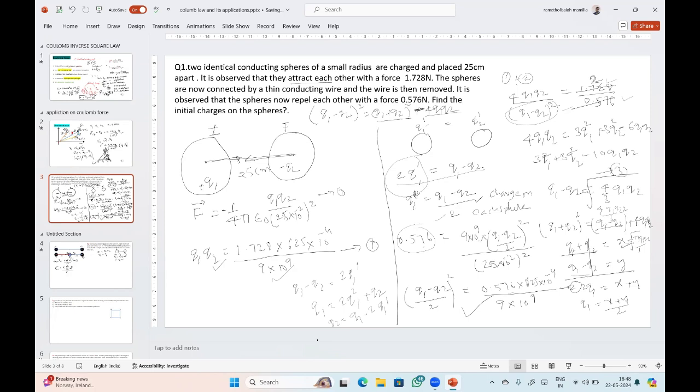And Q1 minus Q2 is equal to some y value. Therefore, adding, 2 Q1 is equal to x plus y, and Q2 is equal to x minus y. Finally, you have to get Q1 and Q2. You will get Q1 equal to Q2, that is equal to minus 24 coulombs. So try this answer by this method. I hope you understand this.